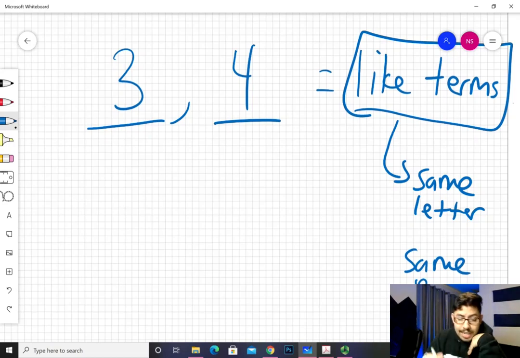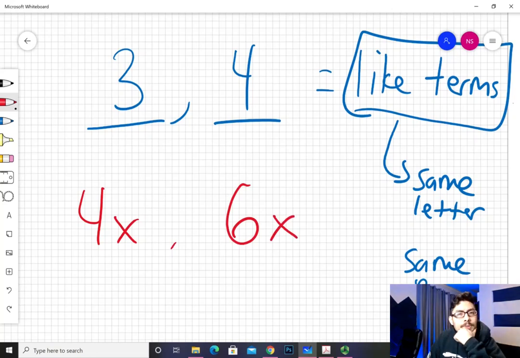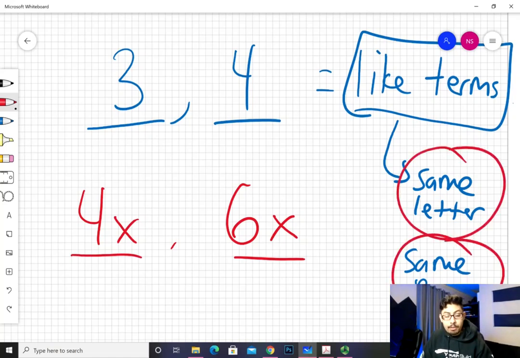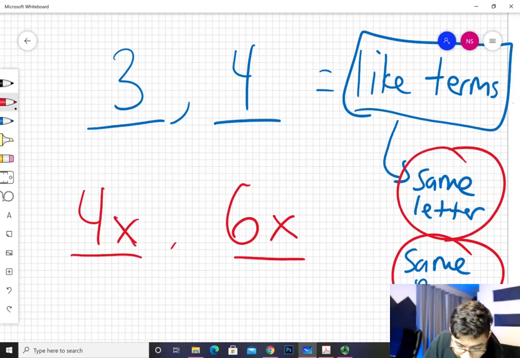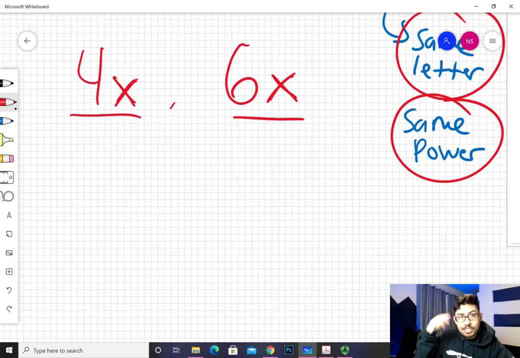If we look at a different example, 4x and let's say 6x, are these like terms? Ask yourself, the 2 terms that are given, do they have the same letter and do they have the same power? Well, this 4 has an x, this 6 has an x. I don't see any powers. If they are both matching no powers, then they have technically the same power. So these are like terms. We're going to go through a couple more examples just so you can get it.